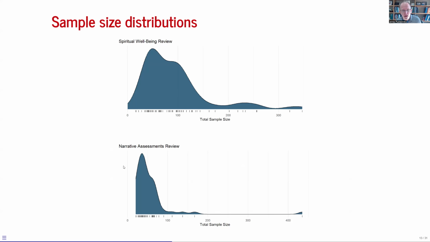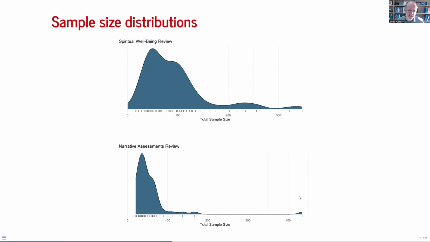On the bottom, the distribution of sample sizes in the narrative assessments review is even more imbalanced, right? Almost all of the studies have less than about 75 participants, a couple with over 100, and then there's this one giant study with over 400 participants that's going to end up being a beast, right? It takes a lot of the weight in the meta-analysis because its sample size is so much larger.